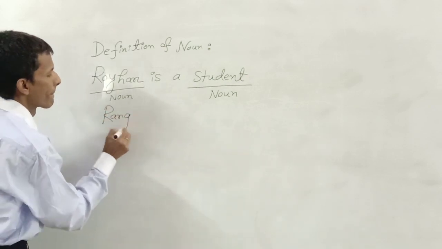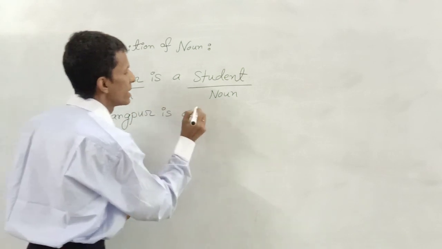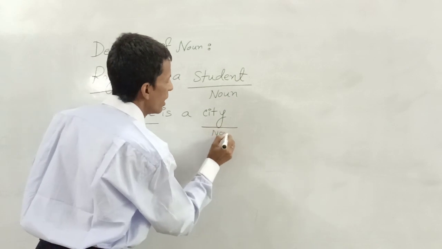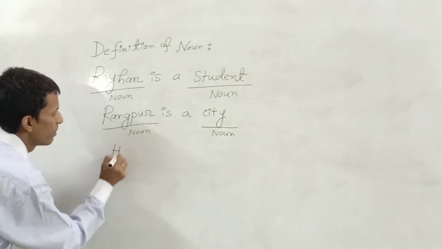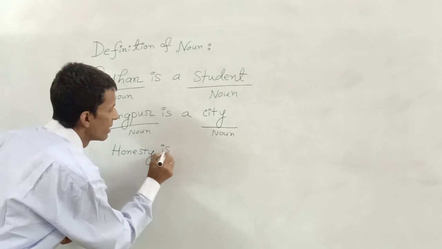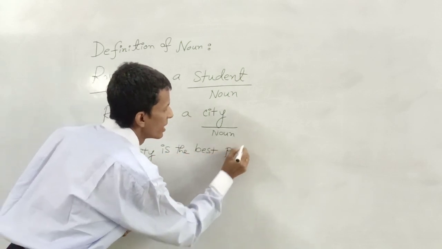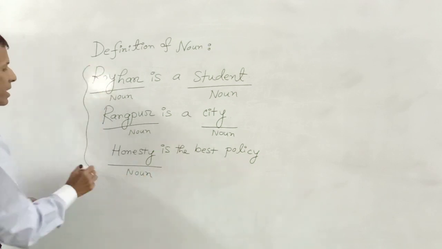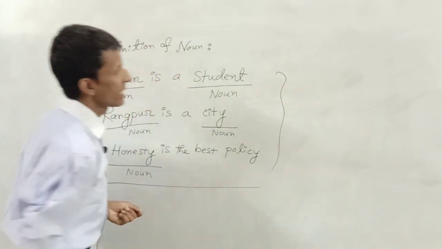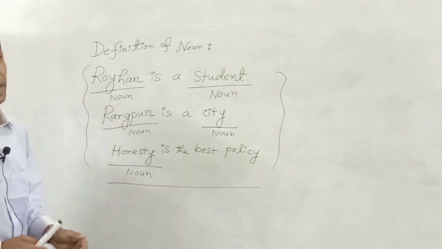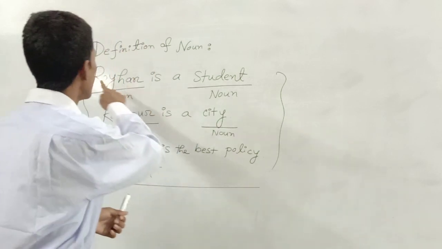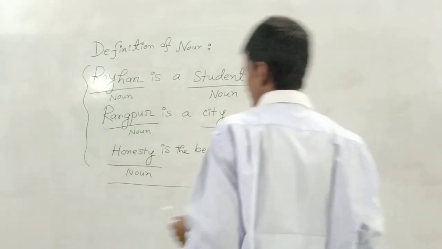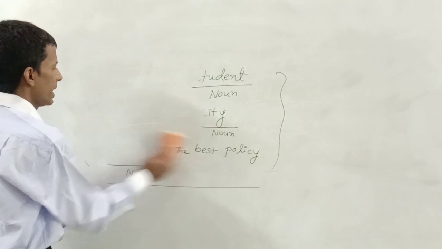Rangpur is a city. Here Rangpur is a noun and city is also used as a noun. Honesty is the best policy. Here honesty is a noun. Such words do not possess the salient features as I have mentioned a few moments ago. But here the definition applies in this way: a name of anything is called noun. Now I am going to explain pronoun and adjective and their connection.